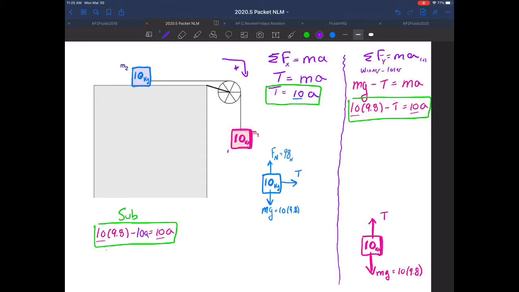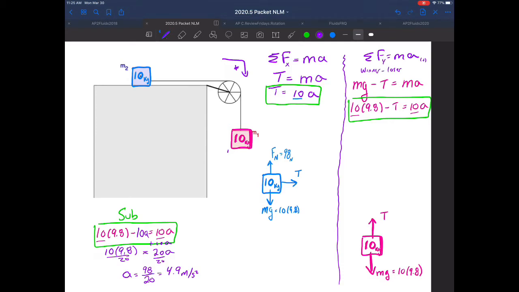Okay, so now we'll have 10 times 9.8, and we'll add 10A to the other side, plus 10A. So on the right side, we'll now have 20A. Now we can divide by 20 on each side. So A will equal 10 times 9.8, 98, divided by 20. The acceleration for the system is 4.9 meters per second squared, which is what we saw when we ran the simulation.